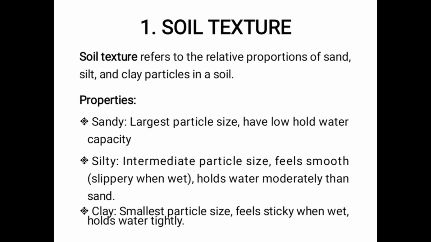Silt has an intermediate particle size, feels smooth or slippery when wet, and holds water moderately compared to sand. It means that the capacity of holding water is moderate and the size is intermediate. The silt, when wet, is slippery. The clay soil has the smallest particle size. It is very sticky when wet and holds water tightly. It means that clay soil has very small particles, and the soil particles are more compact when they are wet.